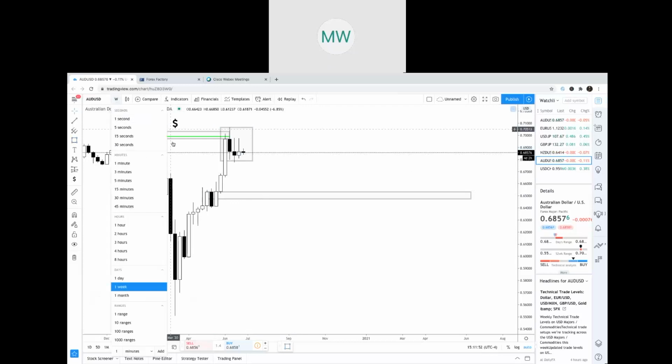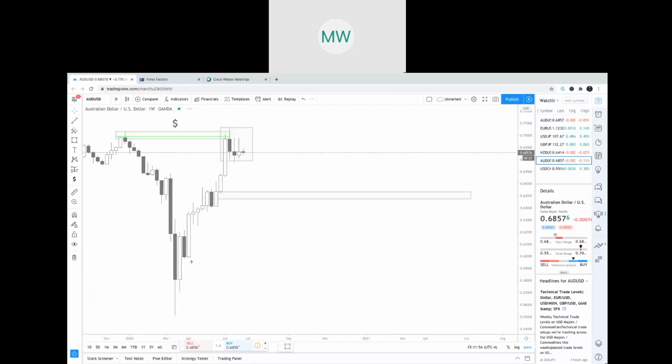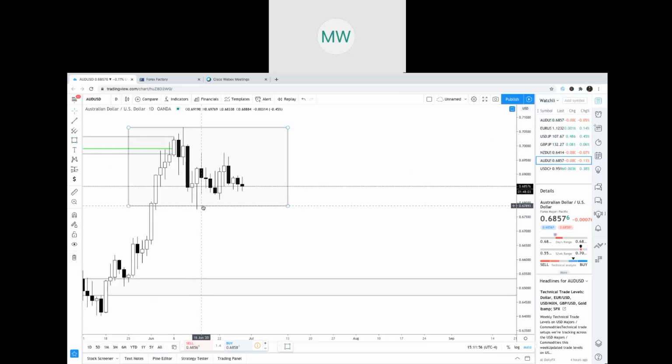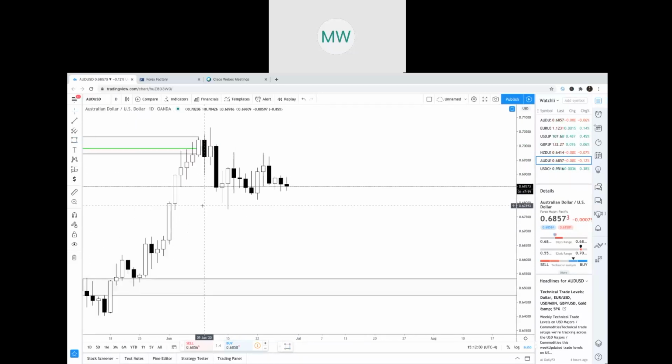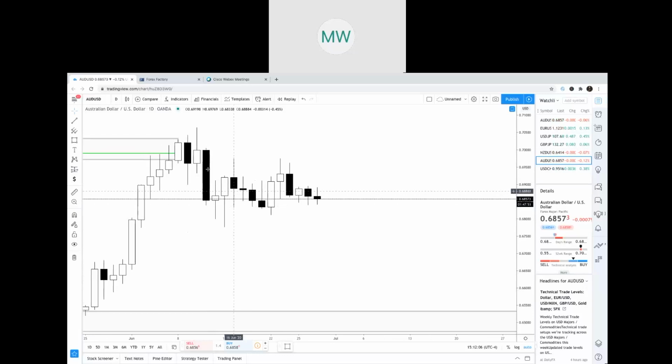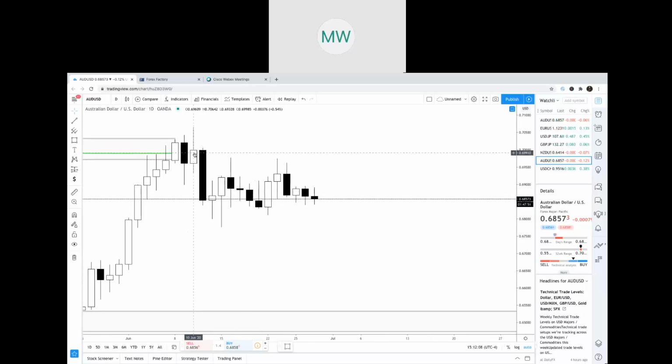Well, let's jump down to the daily real quick. Now, I'm going to delete this real quick. So as we come to the daily, guys, it's pretty clear. What you guys see is this wick right in here. Exactly the same wick that we saw on the weekly time frame, just on the daily time frame. So this is that last up candle before the down move.